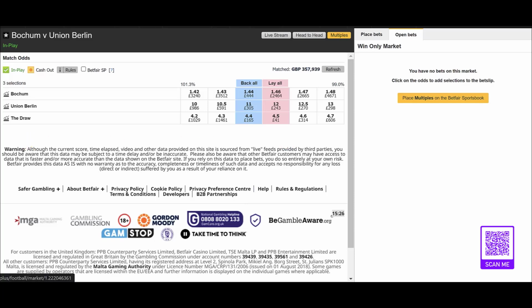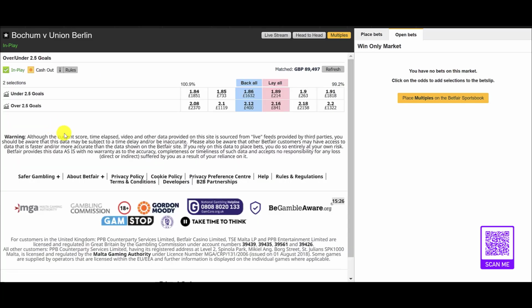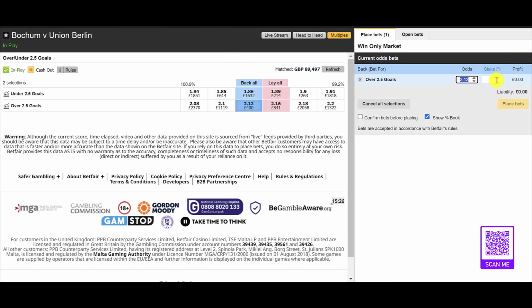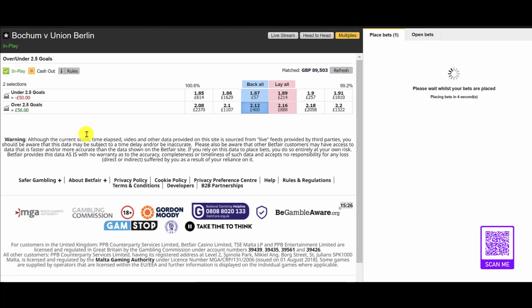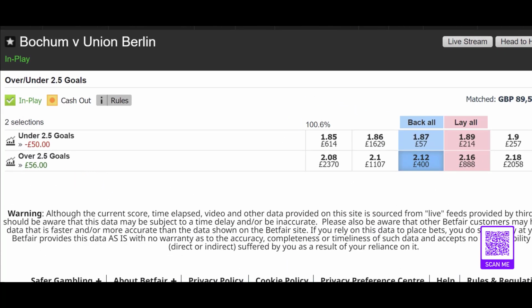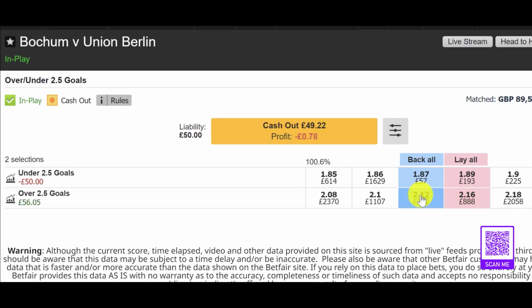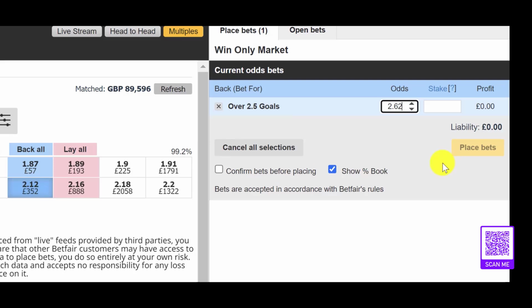So this is definitely the type of match we will get involved on the goal markets, and we're going to go over 2.5. We've already got 1 goal. We're going to go over 2.5, and we're going to split our stake up. We're going to take that price on the over 2.5, 2.12, and then we can go something like half a point higher.